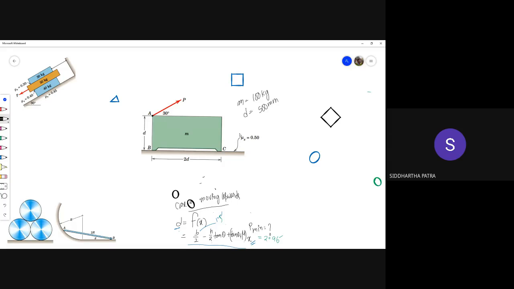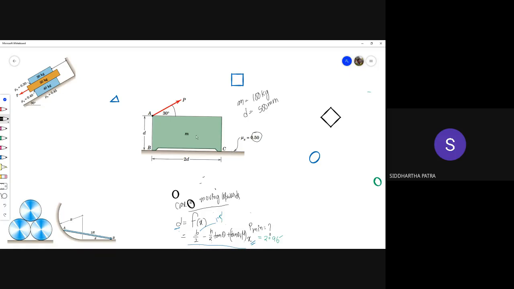Okay, and the question: the coefficient of friction is given to be 0.5. The question is whether this object will slip or tip first. With the chosen direction of application of this force P, will this object start sliding first, or will it start toppling over C?